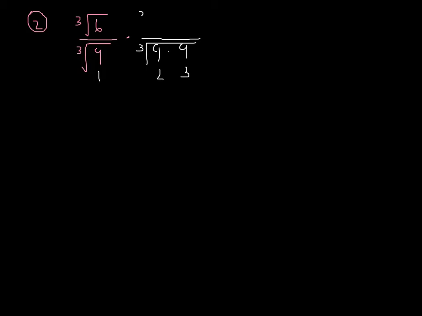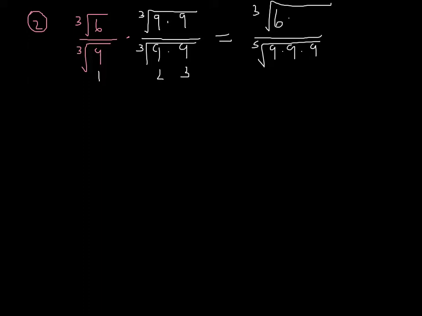Just like before, we can't multiply the bottom by something and not the top, so we have to multiply the top by the same exact thing. Now the bottom will look like the cube root of 9 times 9 times 9, which is good. The top will look like the cube root of 6 times 9 times 9. The bottom should be fairly straightforward. As you remember from last week, if there are 3 of the same number under a cube root, it comes out as 1 of those numbers.